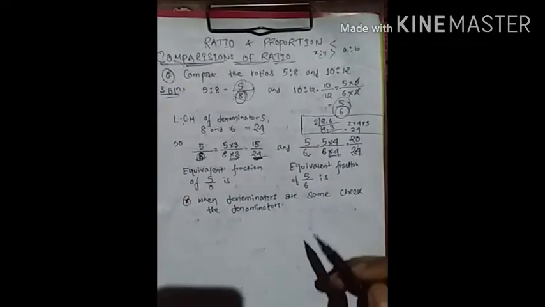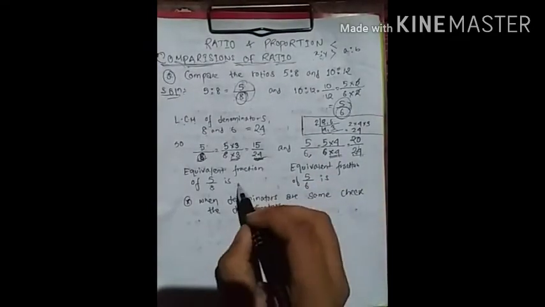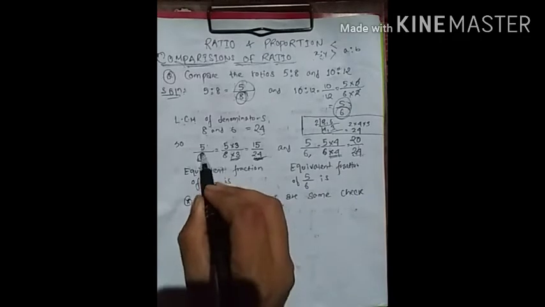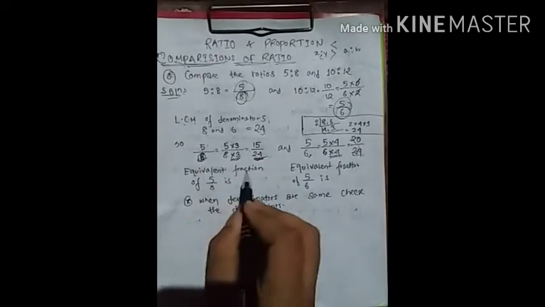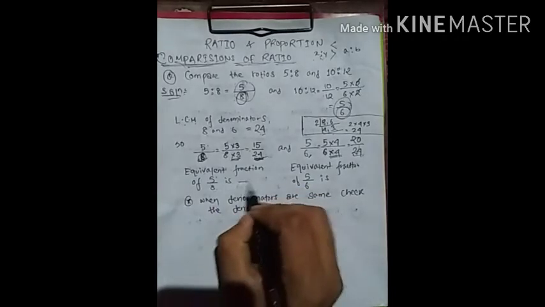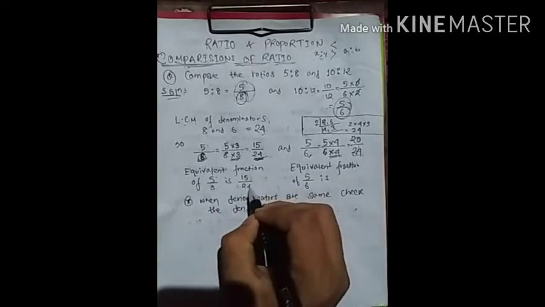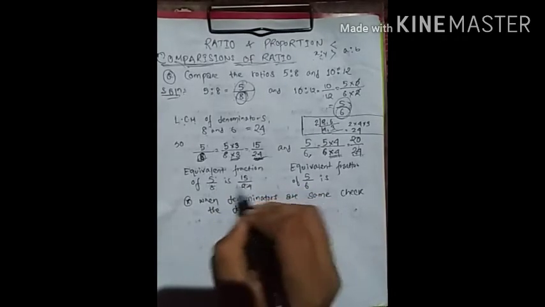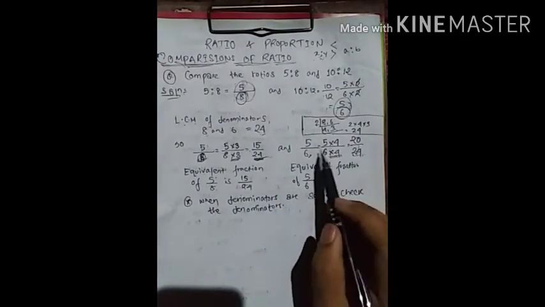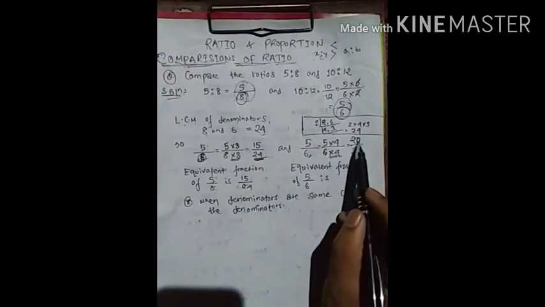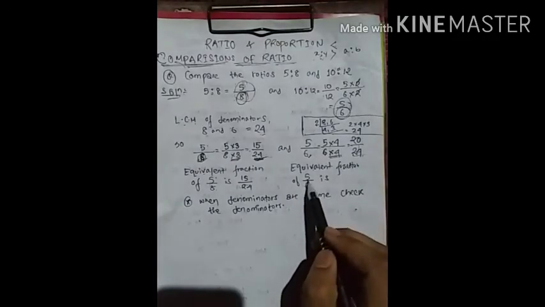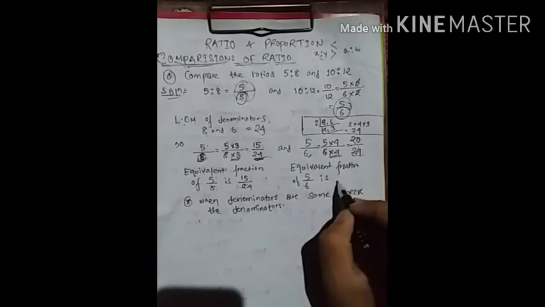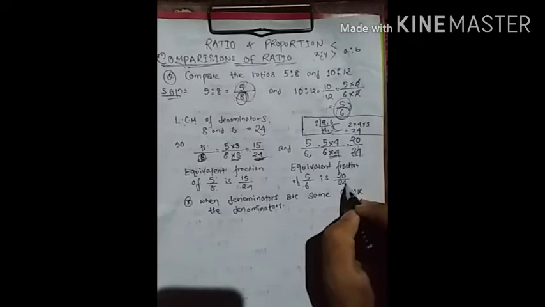Before comparing, let me tell you one more thing. Now see, 5 by 8 is equal to 15 by 24. So we can say that the equivalent fraction of 5 by 8 is 15 by 24. These are known as equivalent fractions of each other. Similarly 5 by 6 got converted into 20 by 24. So we can say that the equivalent fraction of 5 by 6 is 20 by 24.